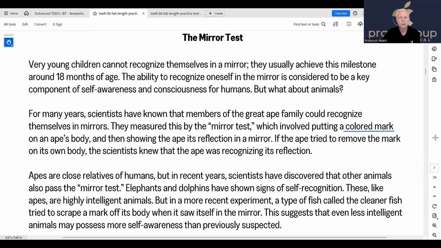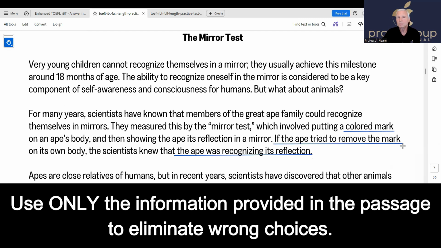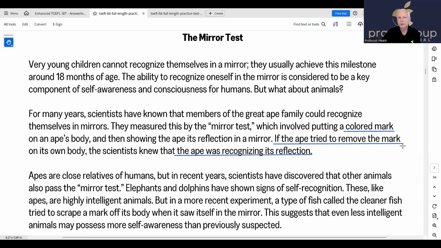If the ape tried to remove the mark on its own body, the scientists knew that the ape was recognizing its reflection. So what's the main idea here? If the ape tried to remove the mark, the ape was recognizing its reflection. This is our clue. It's the main idea. Now let's look at our choices and eliminate choices that are different from what's stated in the passage or not mentioned at all.